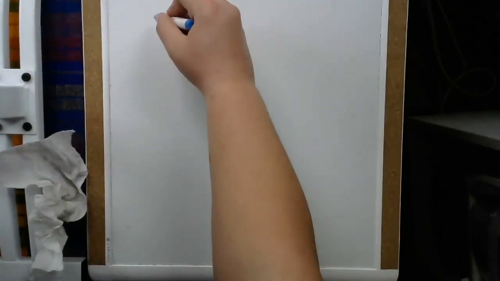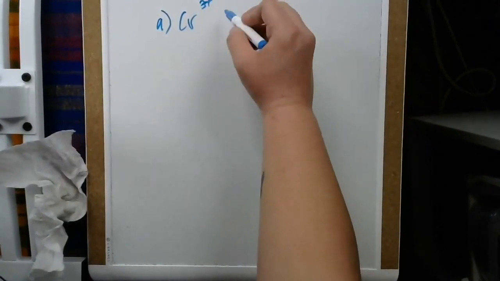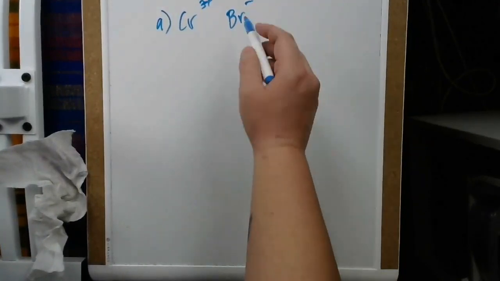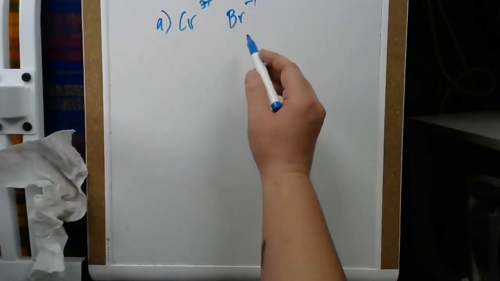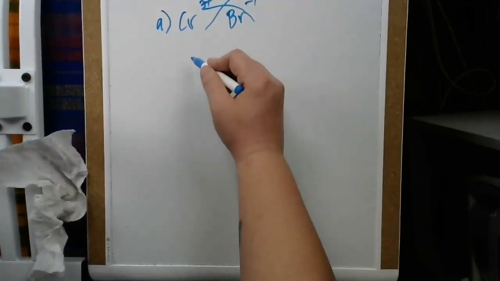All right, next question. Predict the chemical formulas of the compounds formed by the following pairs of ions. All right, so you're making formulas from ions here. So you have Cr3+, and you have Br minus 1. So what do we say we're gonna do? Our first step, we're gonna do this little shorthand here.